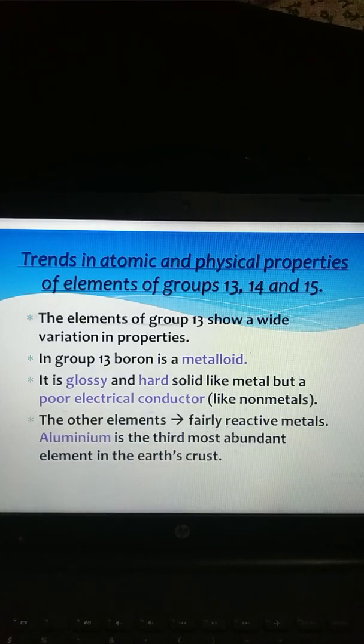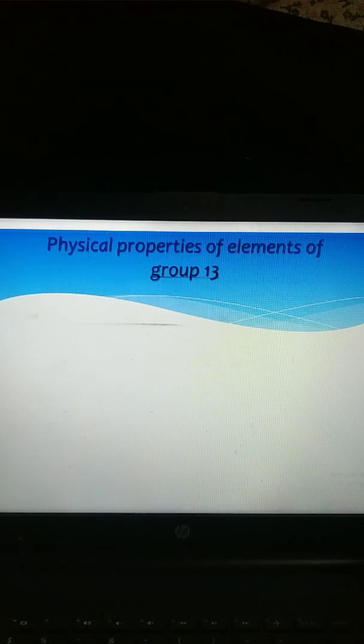Next, the other elements are fairly reactive metals. Except boron, other elements are reactive metals. They are metals, that means they are good conductors of electricity. Aluminium is the third most abundant element in the earth's crust. In the earth's crust, the third most abundant element found is aluminium. So this was the trend of atomic and physical properties.